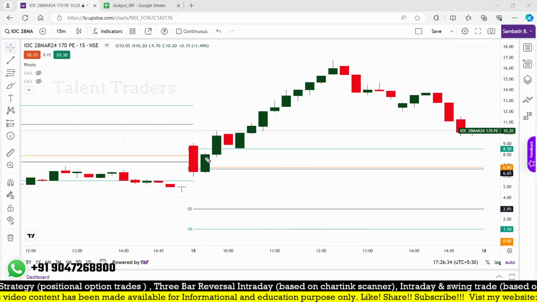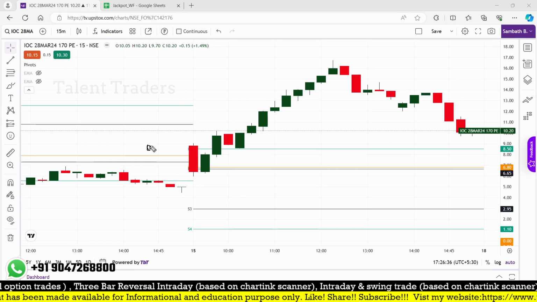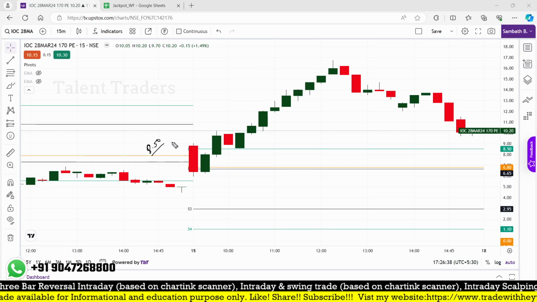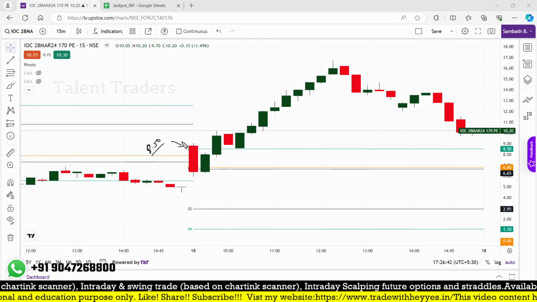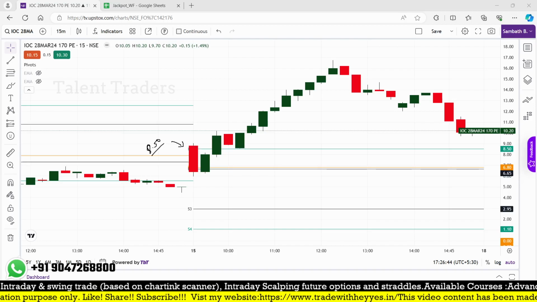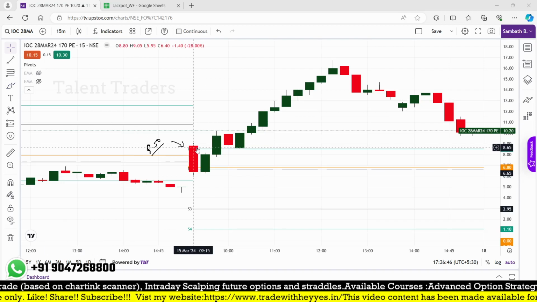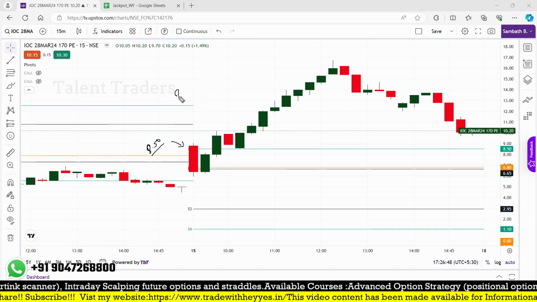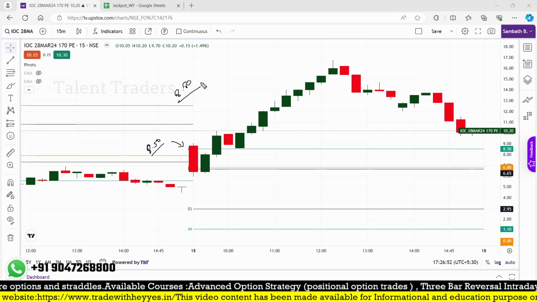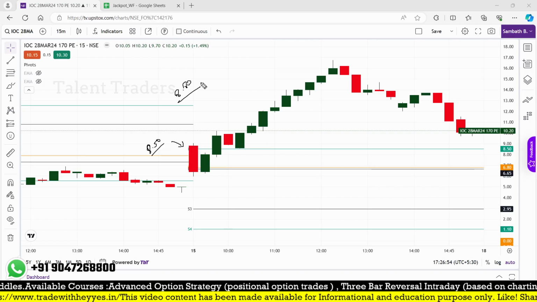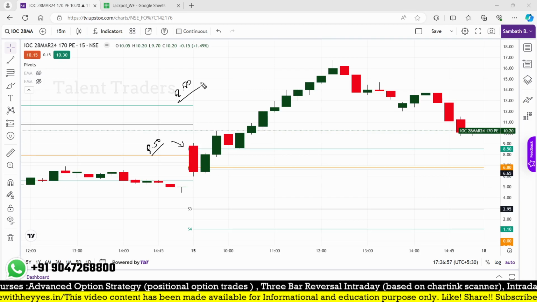Here you can see the R4 level for the IOC 170 put option is around 8.5. The stock started in the first candle at 8.8, which is greater than our entry point. So maybe the stock was listed around 9:15 or 9:16.